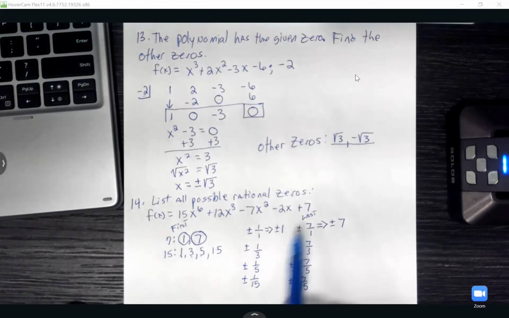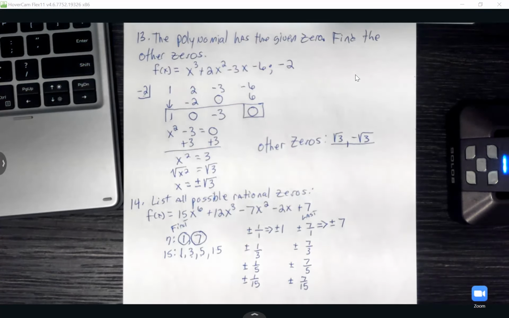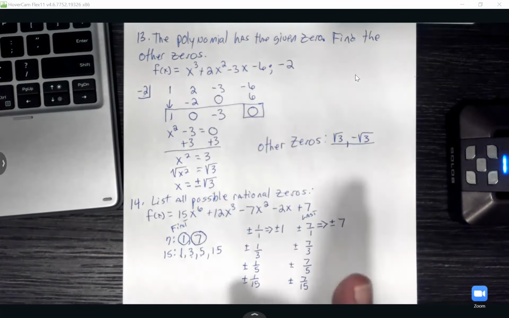Yeah, y'all. So just remember, it's the last number divided by the factors of the first number, okay? And they sort of try to trick you by going the other way.